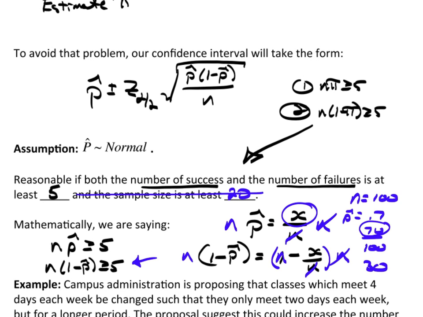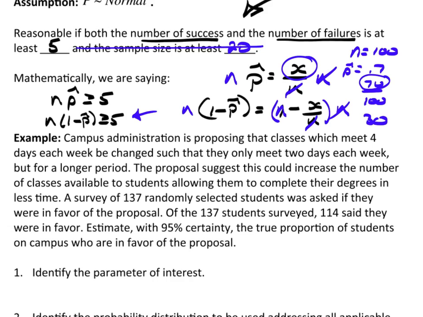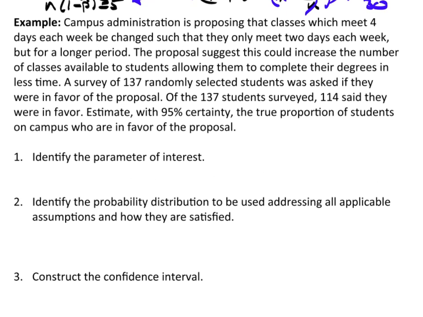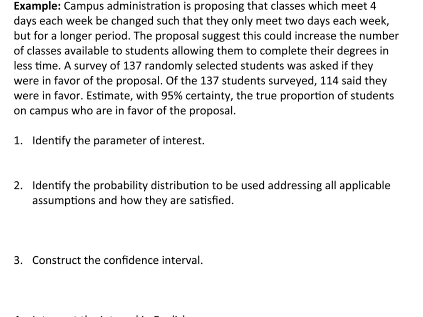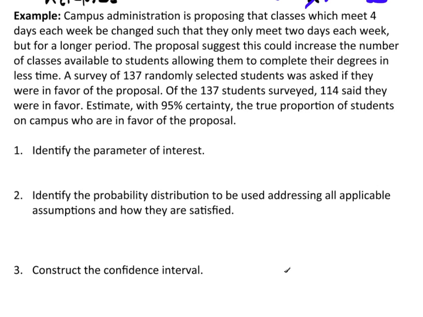So let's go ahead and take a look at a quick example here and work through this process to make sure we can put all these pieces together. Campus administration is proposing that classes which meet 4 days a week be changed such that they only meet 2 days each week, but for a longer period.